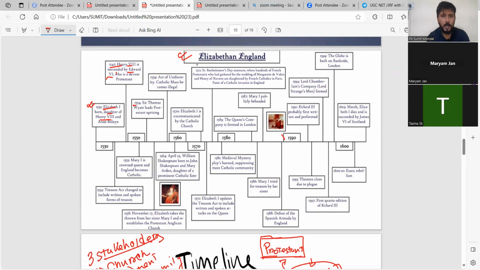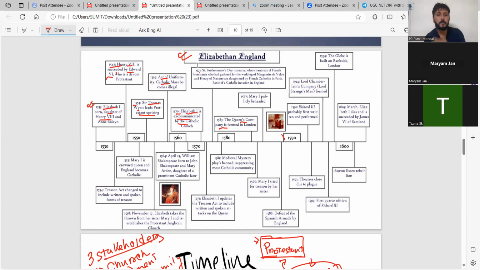Then if you see 1554, Sir Thomas Wyatt leads a Protestant uprising. So as you can see, I have already mentioned a Protestant uprising. Then 1559, Act of Uniformity. Catholic mass becomes illegal. So the domination of Protestants became vindicated. Then 1570, अगर देखोगे, Elizabeth I is excommunicated by the Catholic Church. But 1572, Bartholomew's Day massacre हो रहा है, कहीं ना कहीं एक French Protestant group and obviously Catholic group में conflict. And then 1583, Queen's Company is formed in London.